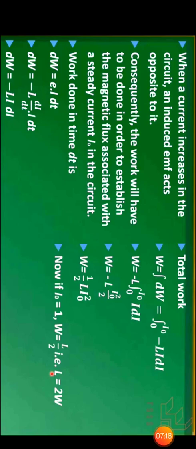Then the work done here is W is equal to 1/2 L I0 square. Here the minus sign should be taken out by using magnitude. W is equal to 1/2 L I0 square. Now if I0 is equal to 1, then W is equal to L upon 2, that is L is equal to twice the work, that is 2W.